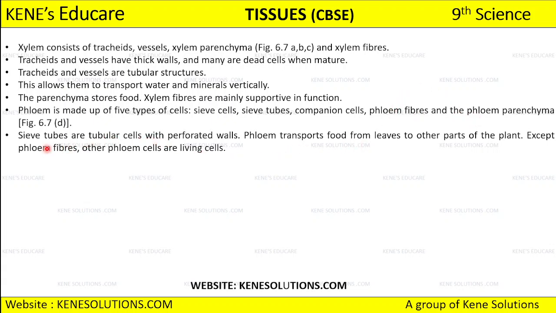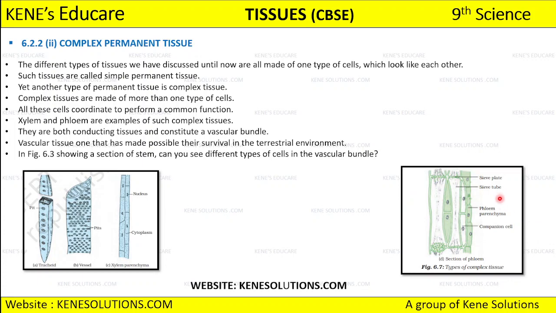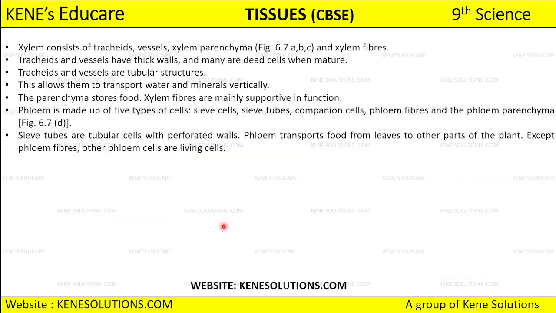Okay. Now the sieve tubes, they are tubular cells having a perforated wall. What is this sieve tube? Can you see it? This is the sieve tube. It is having a tubular structure. It has tubular cells present, and these tubular cells are going to be present with perforated walls.